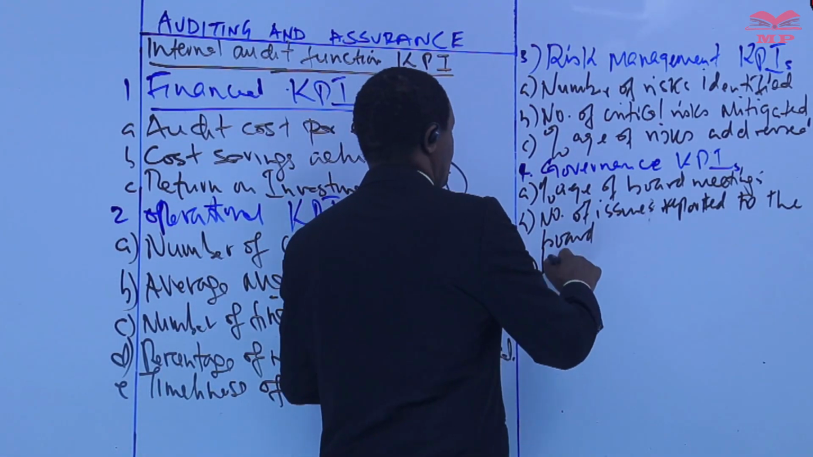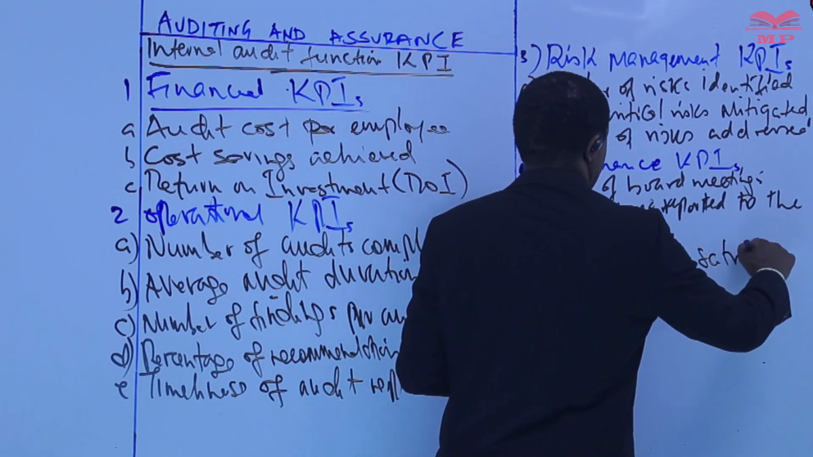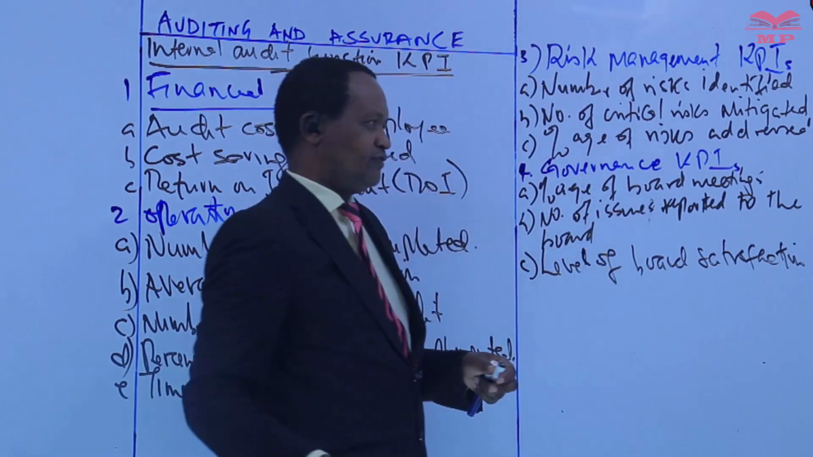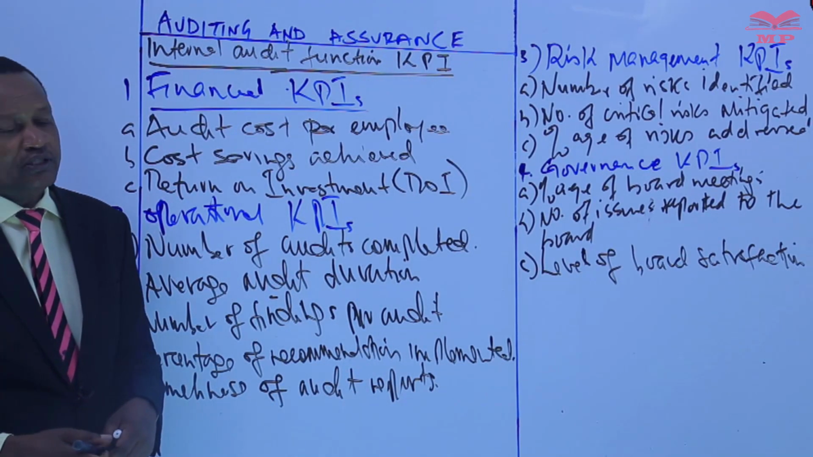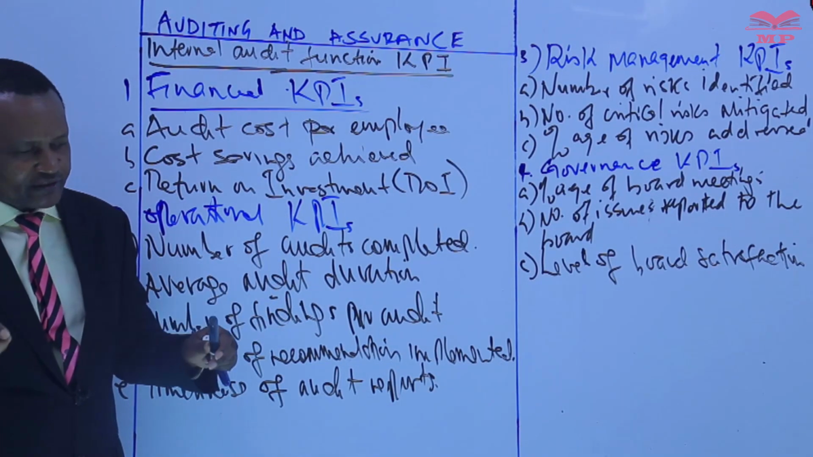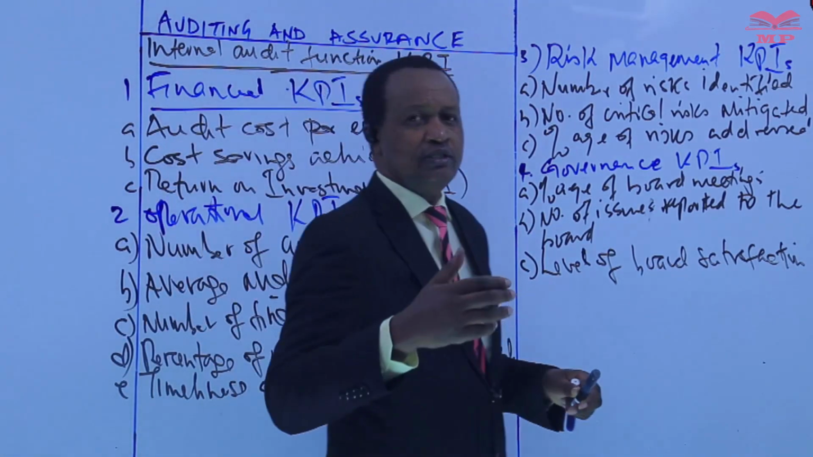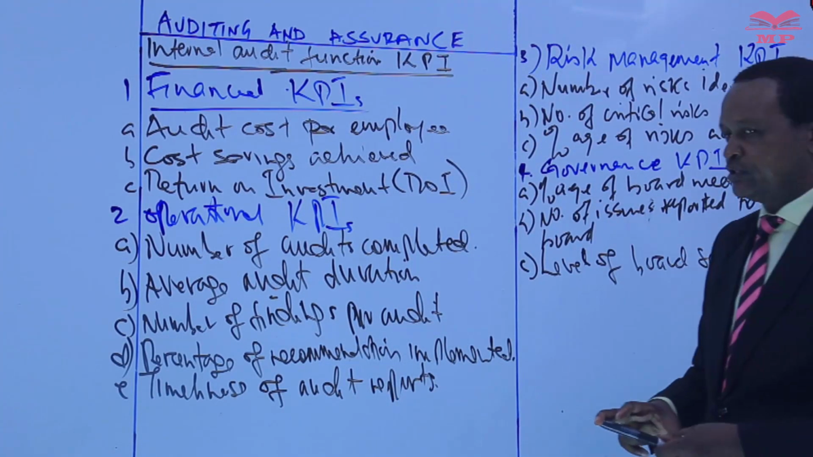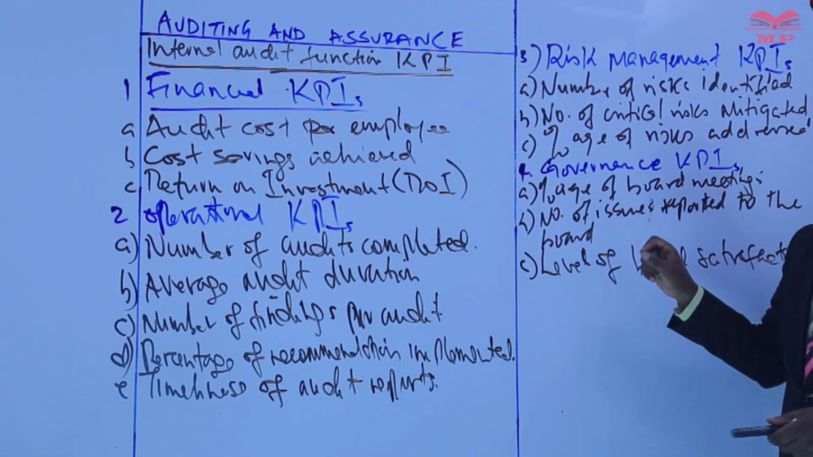Three, we have level of board satisfaction. This is a qualitative key performance indicator in relation to the satisfaction of the board. This indicator measures the board's satisfaction with the internal audit function. Is the board satisfied with the role that is played by the internal audit function? Because the board has expectations from the internal audit function.